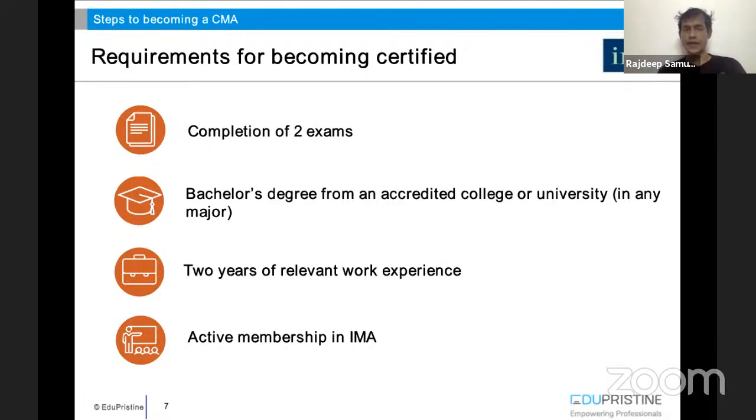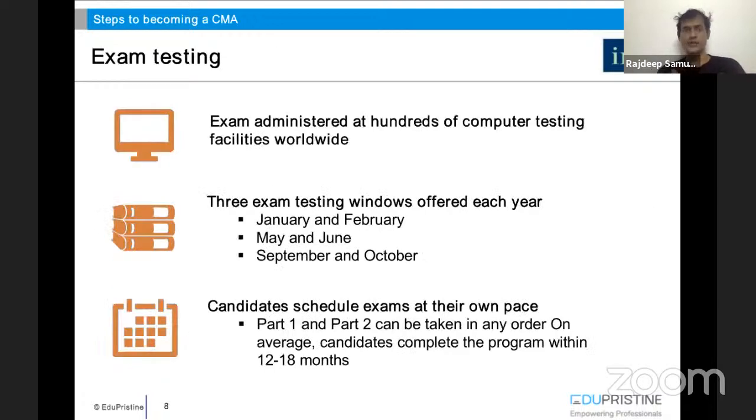Active membership in the IMA will allow you to become a certified member and use your credentials. The exam is given only online. Only online. Is that clear? There are 3 exam windows: Jan, Feb; May, June; and September, October. So you can see there's a 2 month break every time the exam is given. Jan, Feb, then March, April is a holiday, May, June, then July, August is a holiday, then September, October.